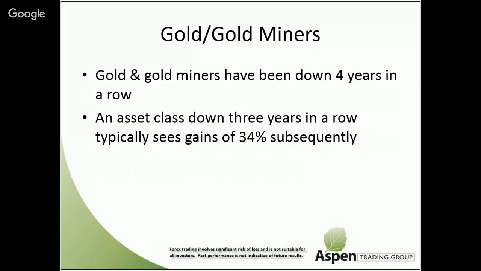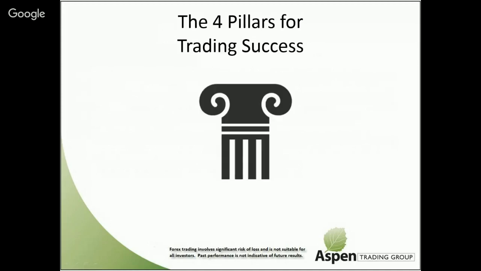I'll make this comment on gold and the gold mining stocks. They've been down for 4 years in a row. So obviously they're beaten down. They could be down 5 years in a row for all I know when 2016 wraps up. But what I do know is that asset classes that are down 3 years in a row, typically, and I emphasize typically, see gains of 34% in the following year. Gold miners have been down 4 years in a row. Does that make that statistic a little bit more robust? Maybe, maybe not. I'm looking at the charts in order to help me, and I'll get to those in just a moment. So I'm going to pause it right there.